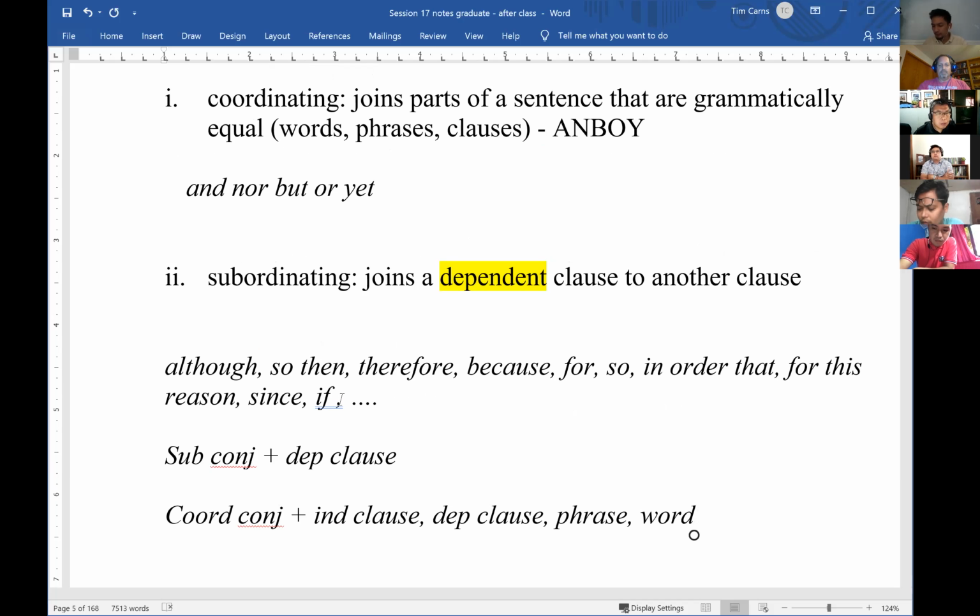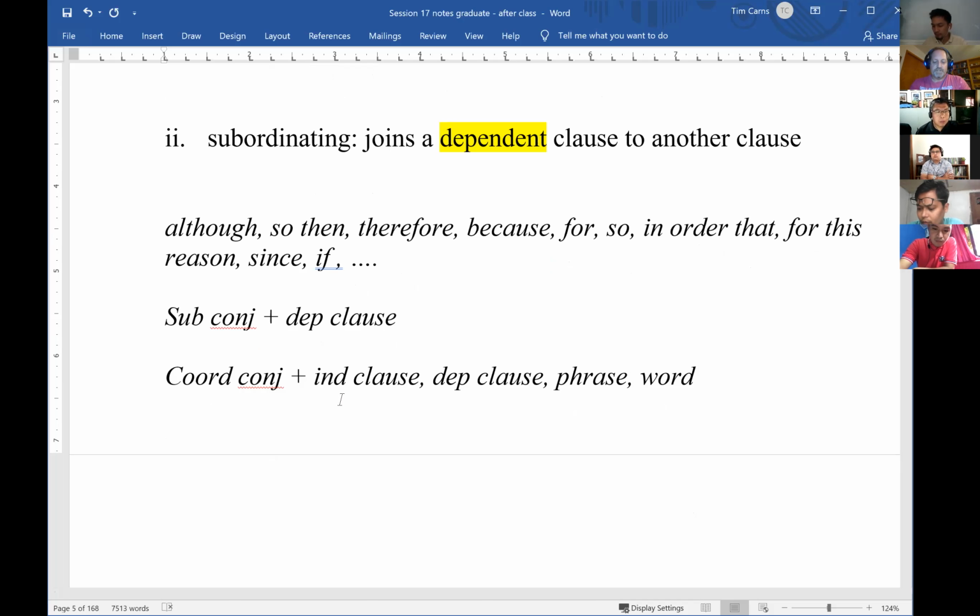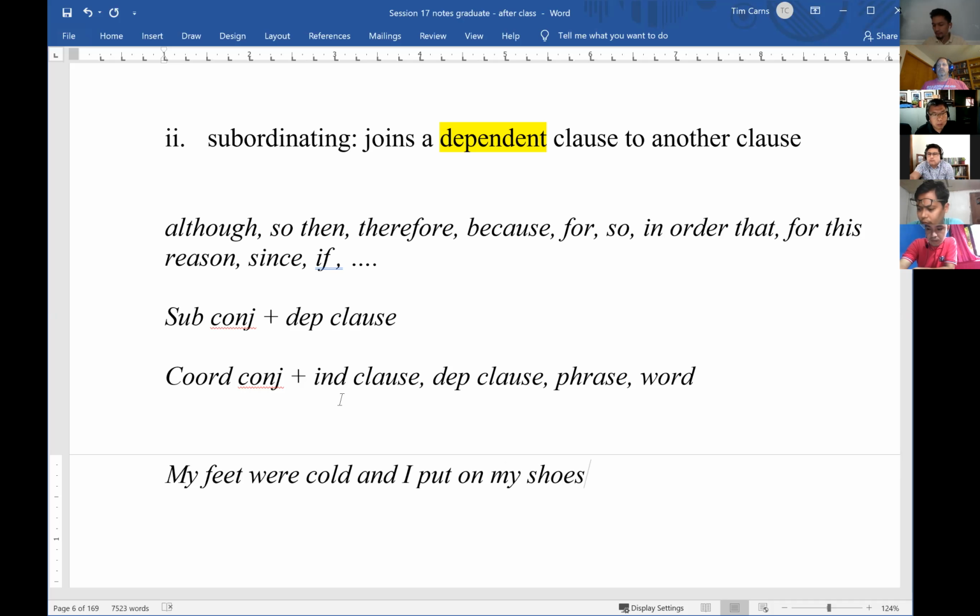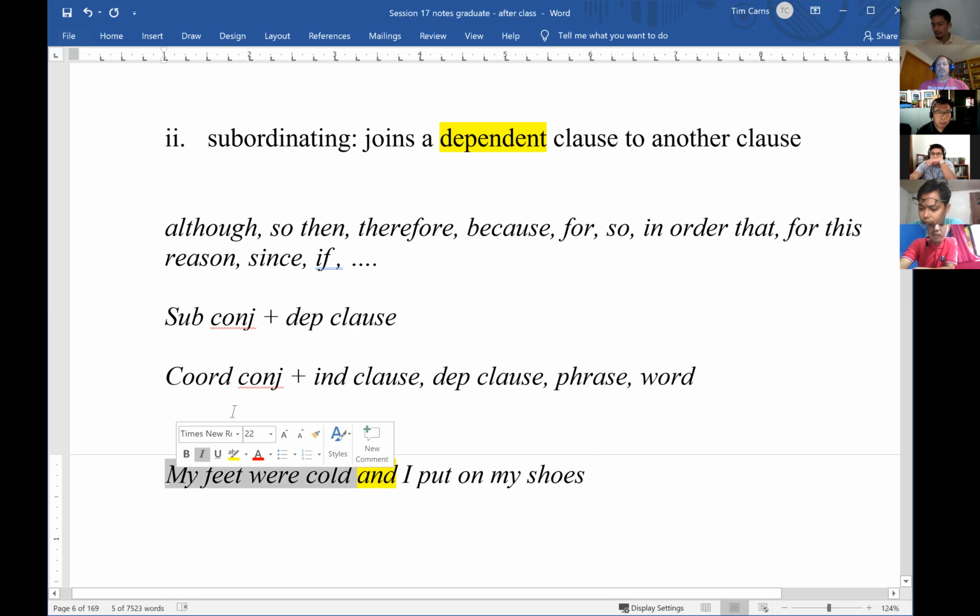So for example, if I have a coordinating conjunction such as, my feet were cold and I put on my shoes. Okay, what kind of conjunction do we have here? Well, it's one of the and boy, so it's coordinating, right? So that tells me something automatically. What it tells me is that what follows the coordinating conjunction is the same grammatically as what came before.